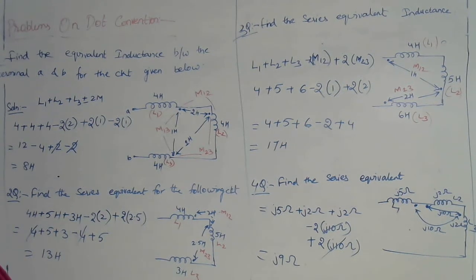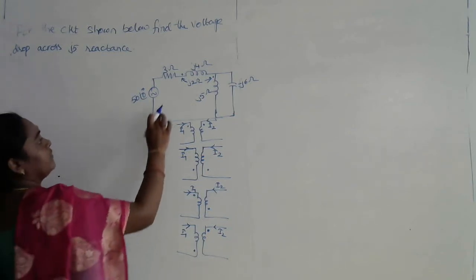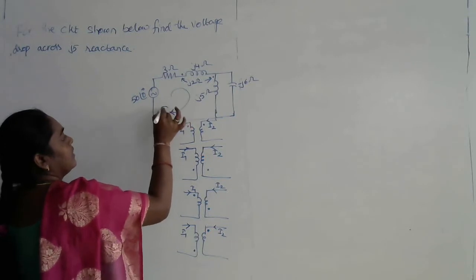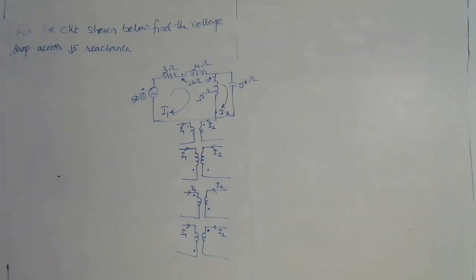This is the way to find the series equivalent inductance by using the dot convention method. For this circuit, we need to find the voltage drop across the j5 reactance. As it consists of two loops, whenever we are dealing with more than one loop, we will have more than one current. The current flowing in loop 1, I am considering as the I1 current. Similarly, the current flowing in the second loop is the second loop current.